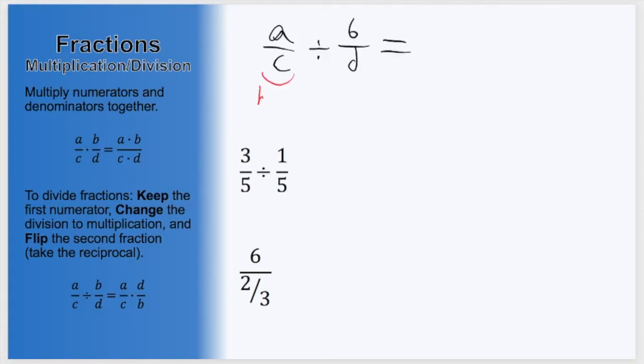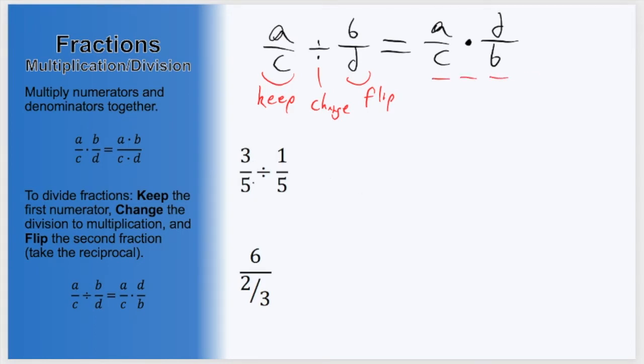We keep the first fraction, so a over c. We change the division to multiplication, and we flip the second fraction, or take the reciprocal. So flipping b over d will give us d over b. Keep, change, flip. Let's work an example.